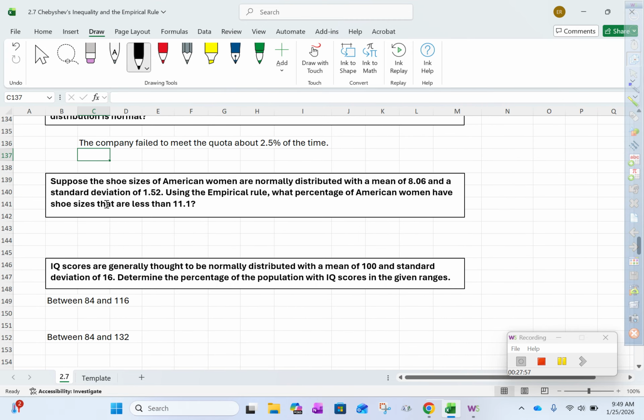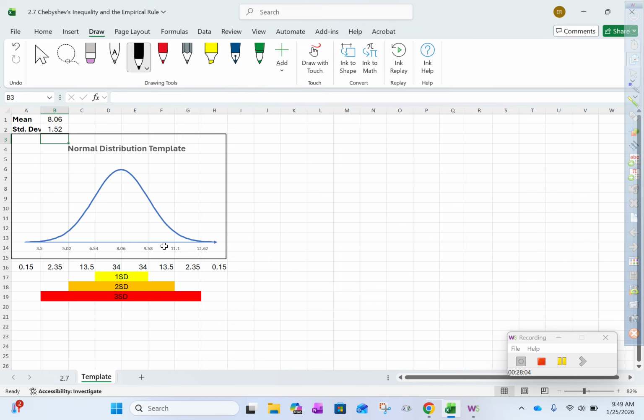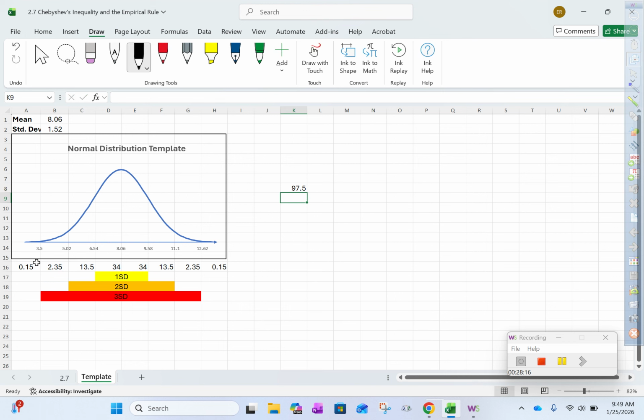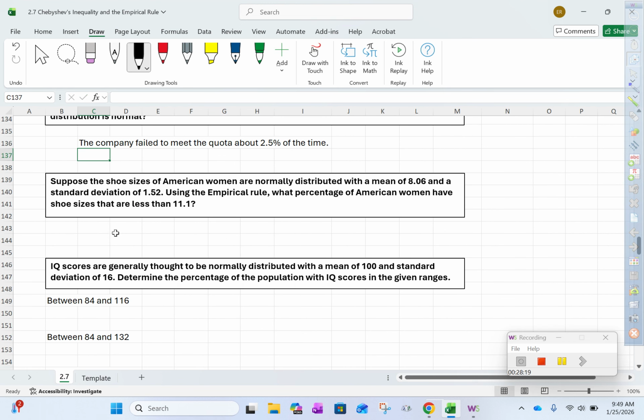We want to know, using the empirical rule, what percentage of American women have shoe sizes that are less than 11.1? So we want to go from here over. And using Excel, we can do equals sum to add the values that are from here over. So 97.5%.